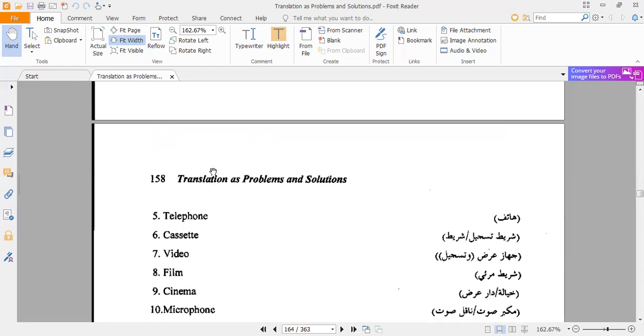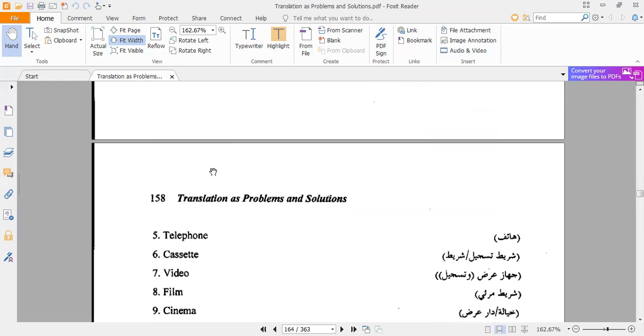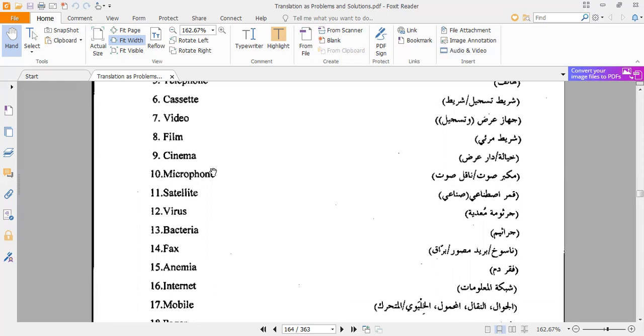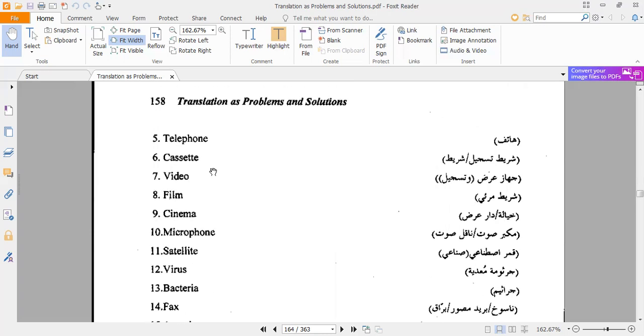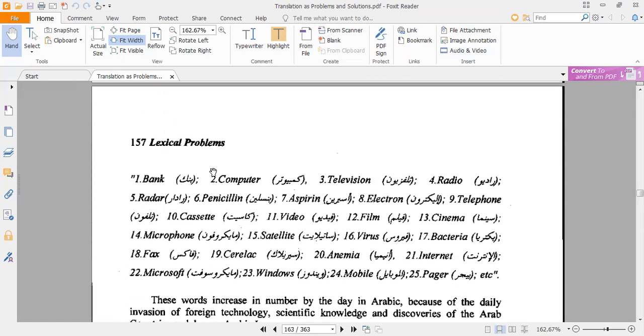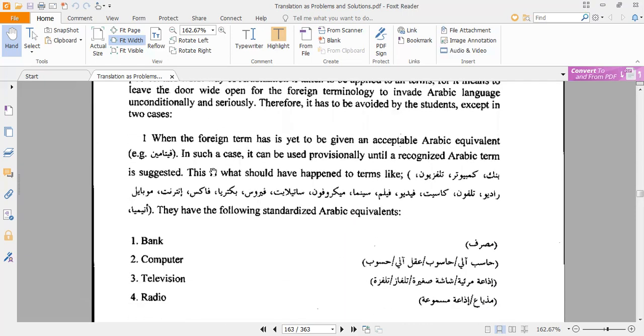Okay, radio is the same. All of these examples are the same: telephone, cassette, video, film, cinema, satellite, قمر صناعي, فيروس اللي هي جرثومة معدية, بكتيريا, جراثيم, فاكس, ناسوخ, أمينيا, فقر دم, إنترنت, شبكة معلومات. All of these terms have equivalent terms in Arabic. It is preferable and recommended to use the Arabic equivalent terms in a translation, not transcribe the English ones. So it is recommended to avoid a transcription technique in translation as much as we can.